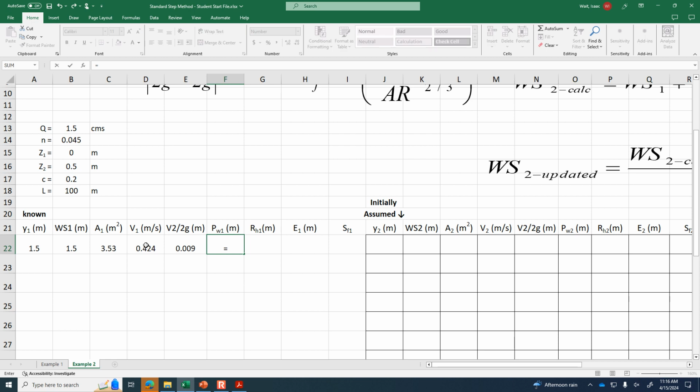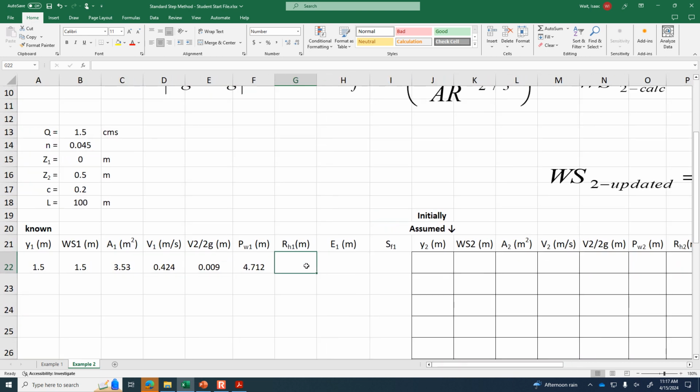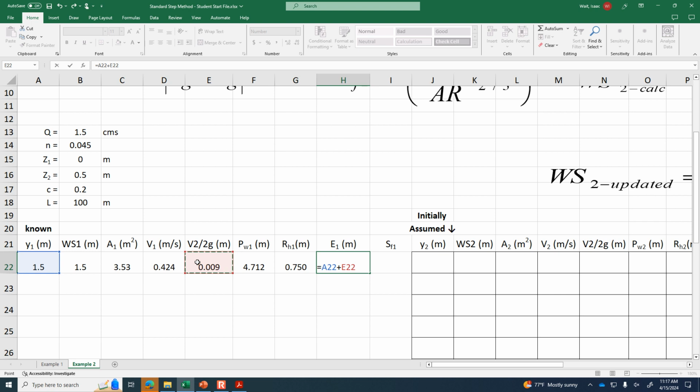Wetted perimeter from the formula on the whiteboard, it's just pi times r, where here r is the same thing as the depth. So pi times r. Okay, hydraulic radius is defined as the area divided by the wetted perimeter. So equals area divided by the wetted perimeter. And then finally, energy is the depth of flow plus the velocity head. So equals the y plus the velocity head. Okay.